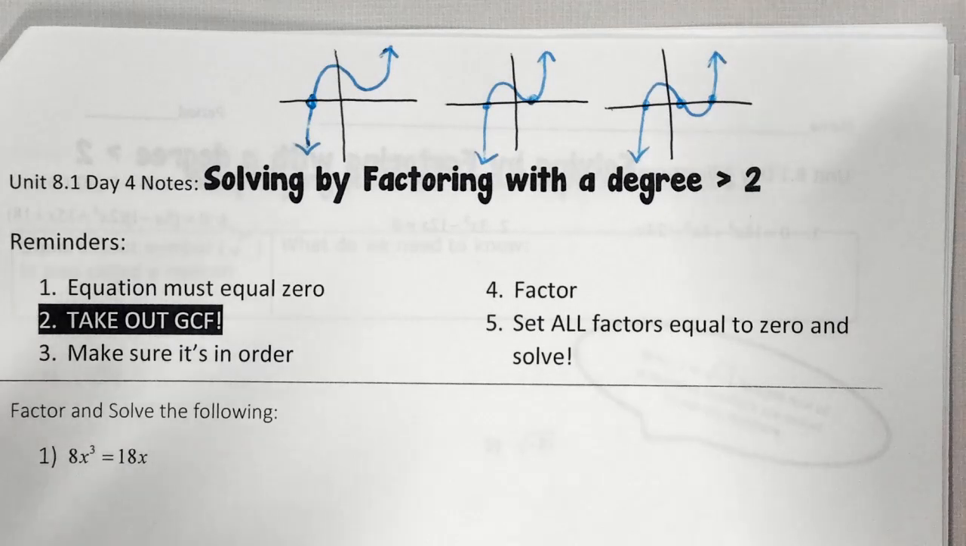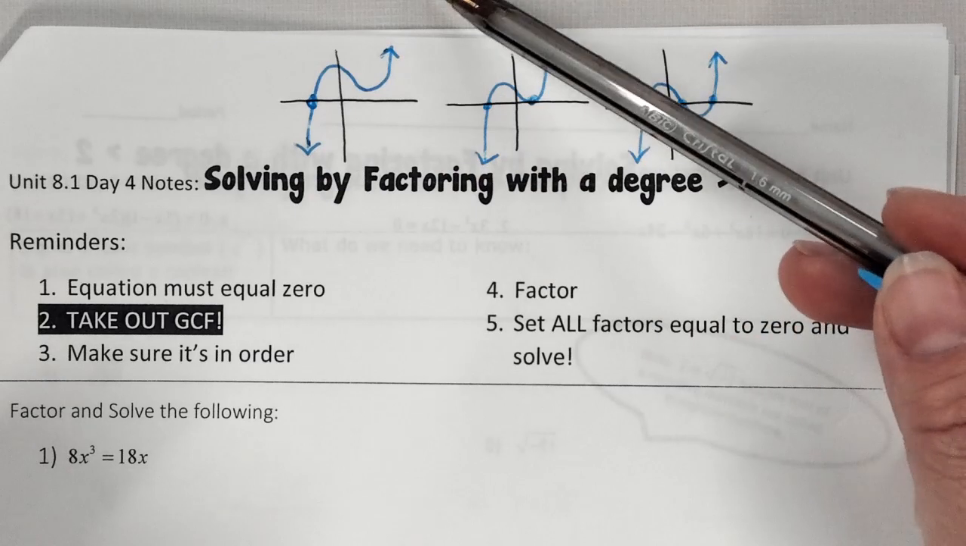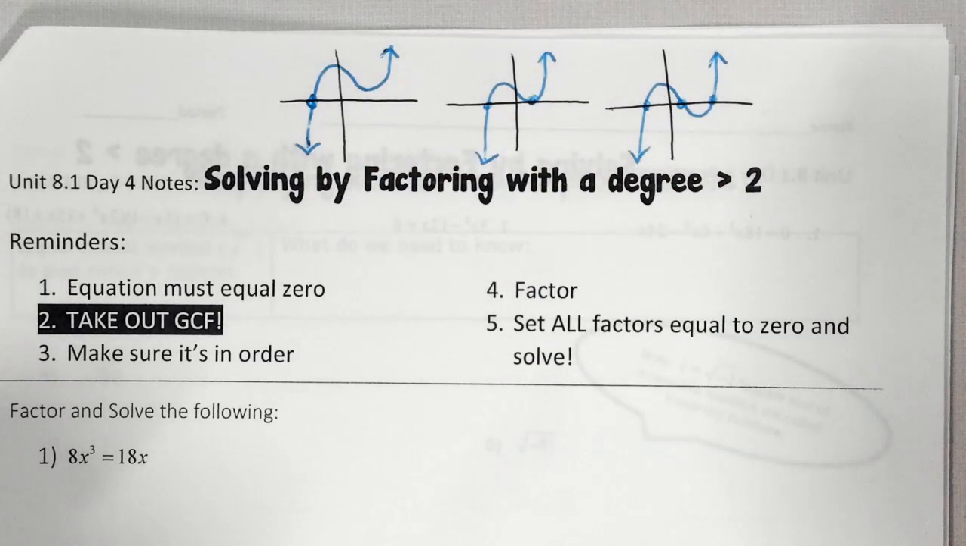Okay, do you ever think you'll have no solution? No, not with degrees of 3, because it goes down forever and up forever, so it will always touch the y-axis. At least once.